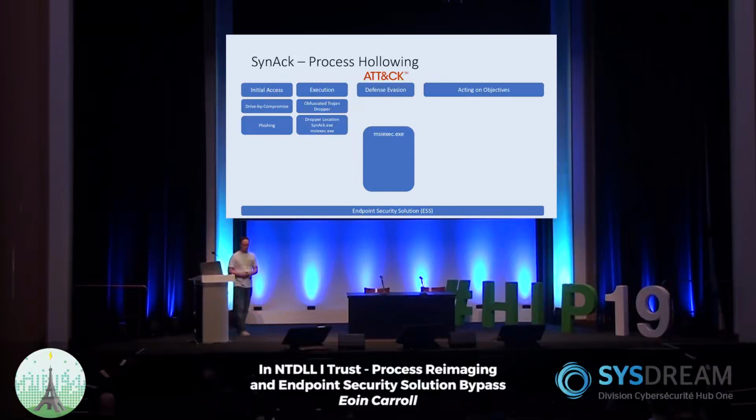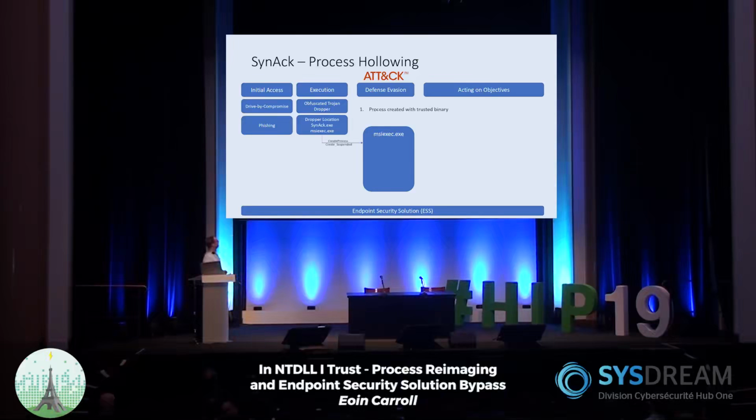So when we look at a typical ransomware, or I suppose any attack, but in particular for SynAck ransomware, it generally needs some kind of infection vector or initial access, such as a drive-by compromise or a phishing attack. And then it needs to get code execution. Once it gets code execution, then it's going to try and evade detection from the operating system and the endpoint security solution. Now, if you look at how process doppelganging worked, it had a dropper, for argument's sake we'll call it synack.exe, and then it had a trusted binary called msiexec.